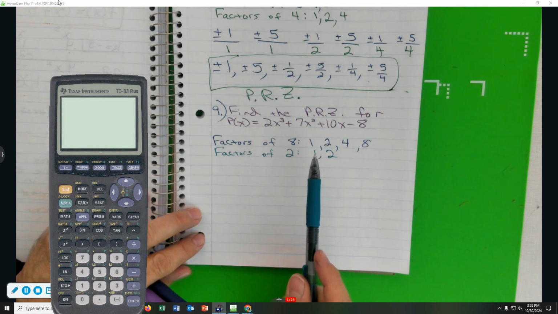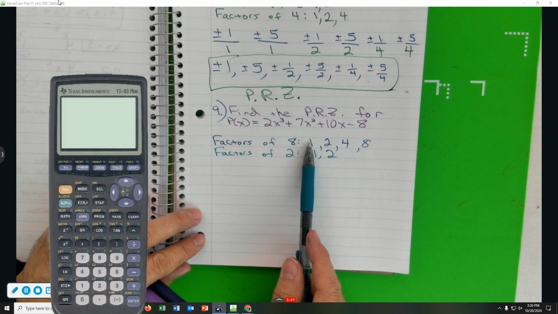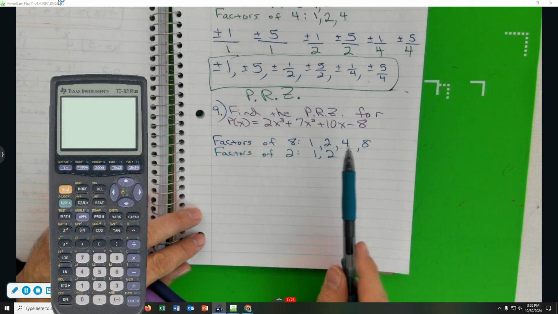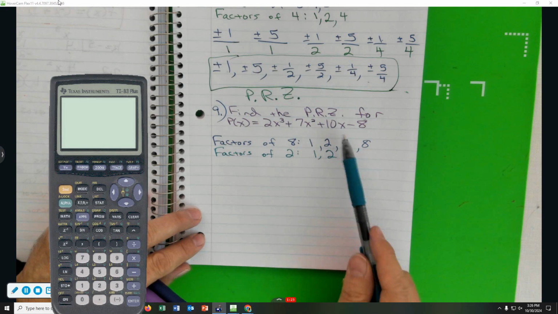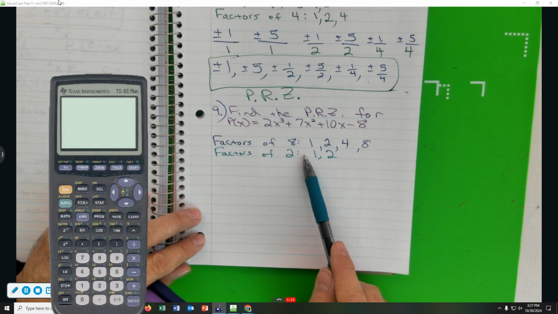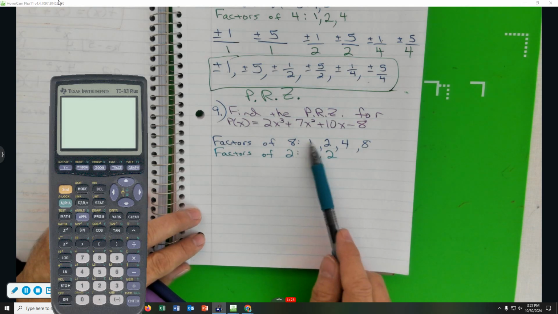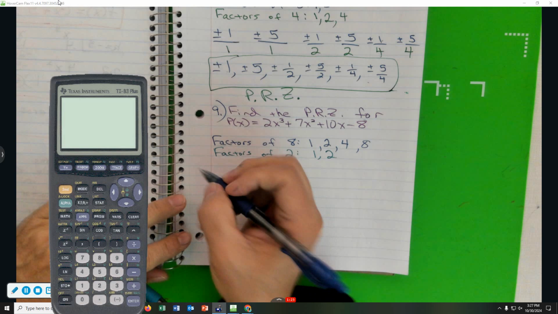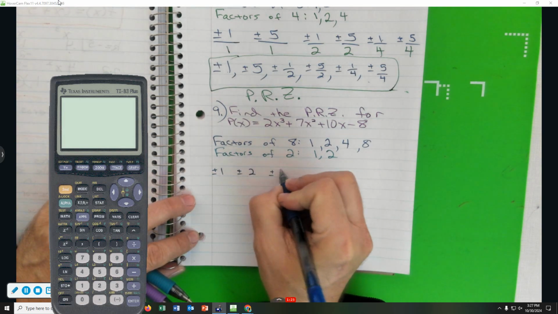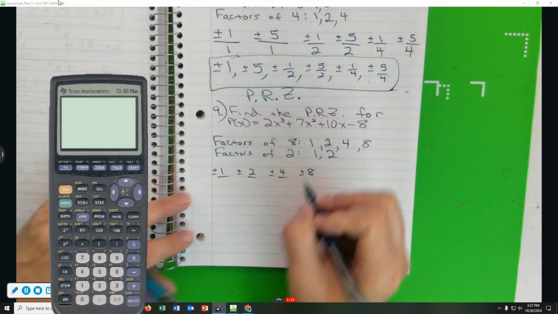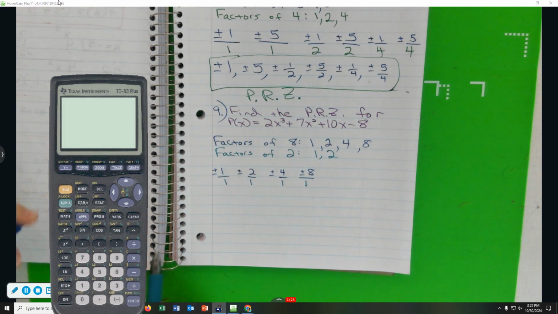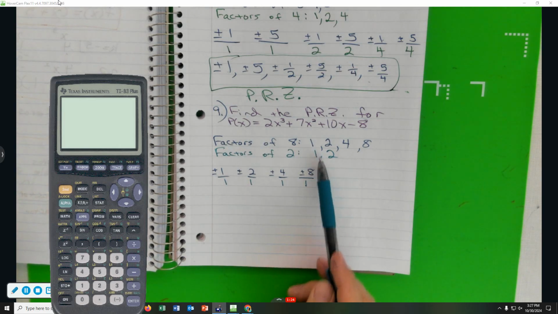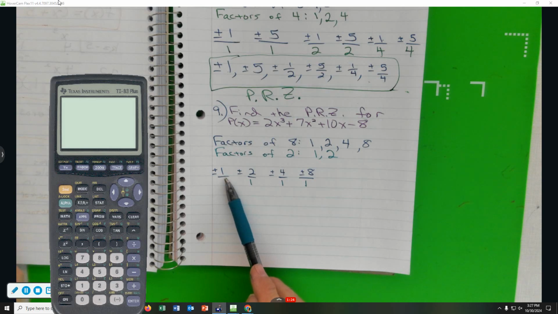What my lab does when they're coming up with the possible answers, they take the 1, put it over the 1, 2. They take the 2, put it over 1, 2. What I do, usually there are more factors of the constant than the leading coefficient, and it's just the thing that's written first. So I take the 1, 2, 4, 8 and put it over 1. And remember I said 1 will always be a factor, so 1 and negative 1 will always be possible zeros.